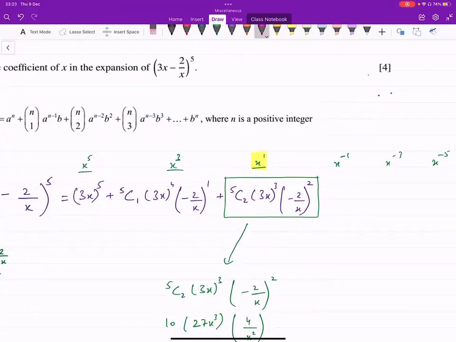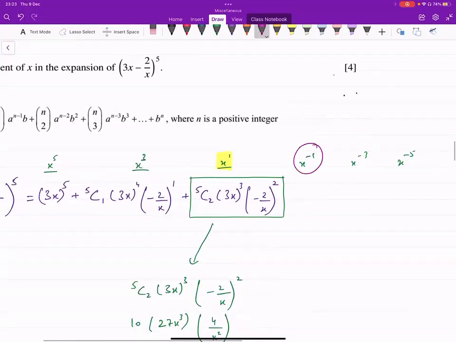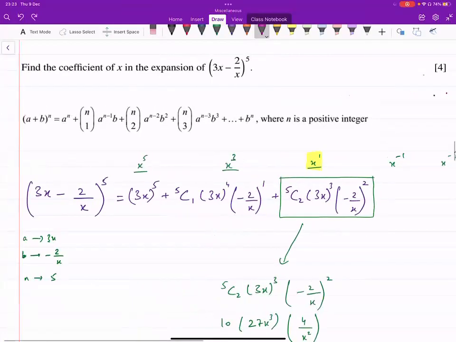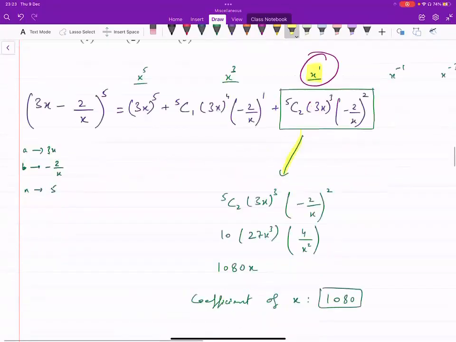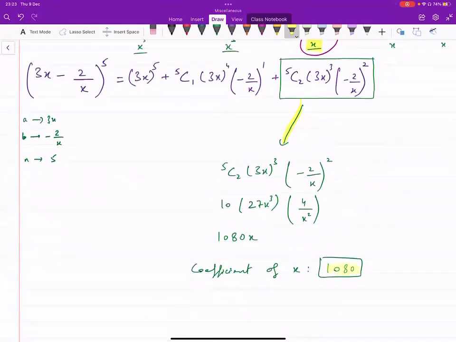X raised to the power 5, then 3, then 1. We know कि 2 subtract कर रहे हैं हर term में से, so the next should be -1, the next should be -3, and then it should be -5. So we could find any particular term there. यहाँ पे we found the third term to contain x. हमें ये चाहिए थी, so we ignore everything else. We just simplify this term only, and that gives us the coefficient that we're looking for. इसको simplify कर लिया हमने. We found the coefficient of x there, that turns out to be 1080.